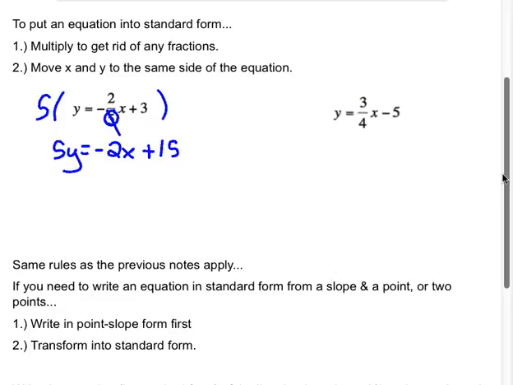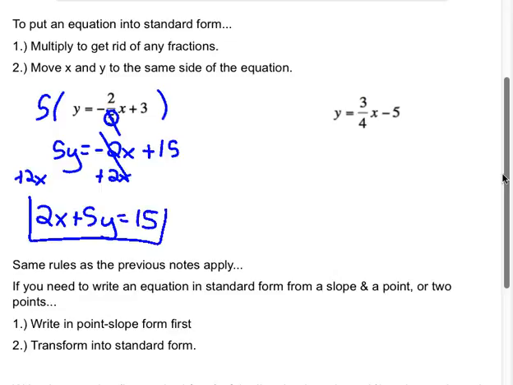Now I just have to bring x and y together. So I'm going to add the 2x over now. I'm going to add 2x to both sides of my equation to have this. That is the standard form. Again, x and y together and having no fractions.